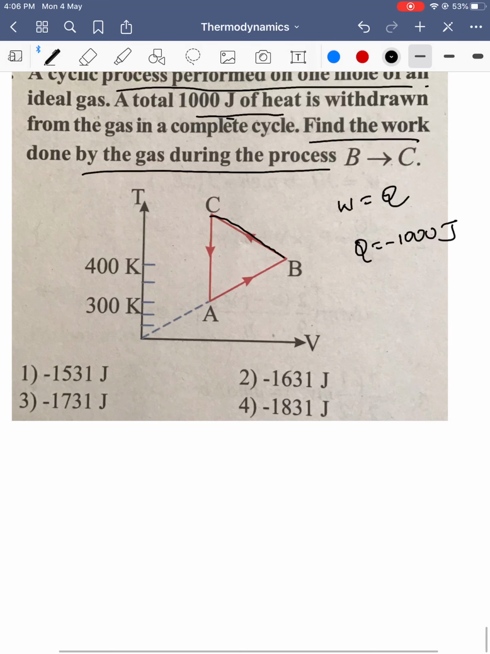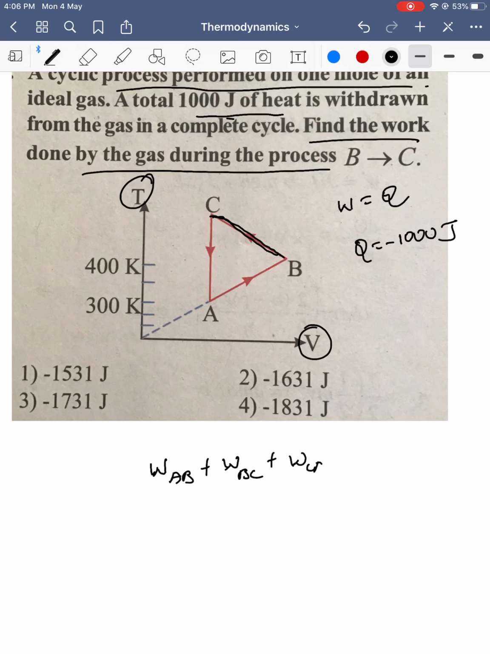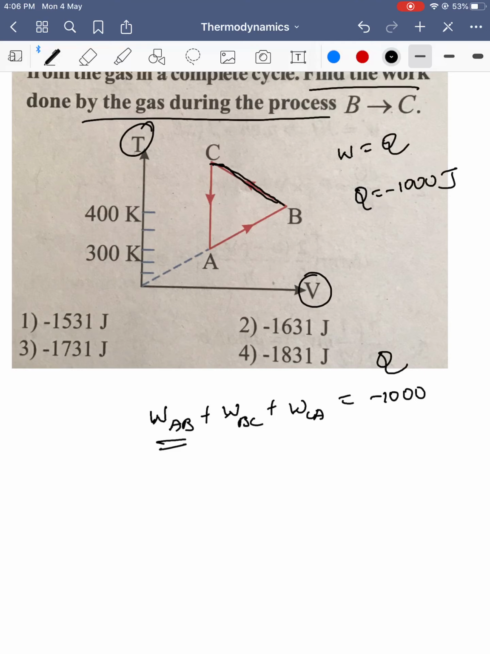Now what is the work done? This is the unknown part. A temperature versus volume graph is given, so getting the area under the curve is not possible. If you see carefully, WAB plus WBC plus WCA is equal to minus 1000, because it is nothing but the net heat Q. WAB we can calculate.